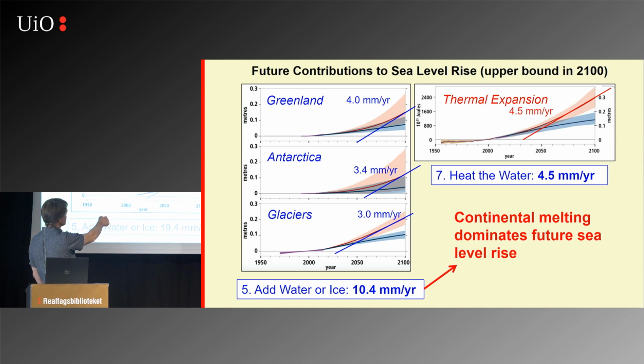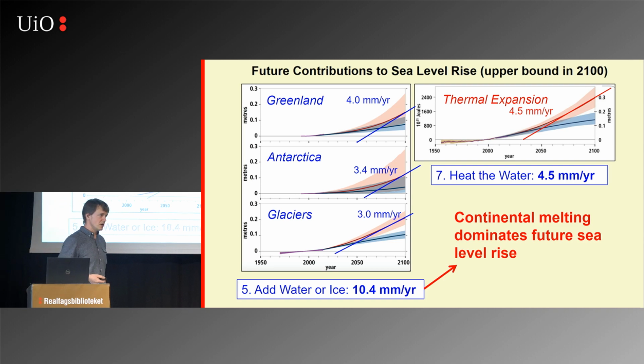So these cases where you're melting ice and putting it in the oceans, those are accelerating faster than thermal expansion is. So this predicts that in 2100 we'd have double the rate of sea level rise caused by melting of ice compared to thermal expansion. That's the prediction at least.